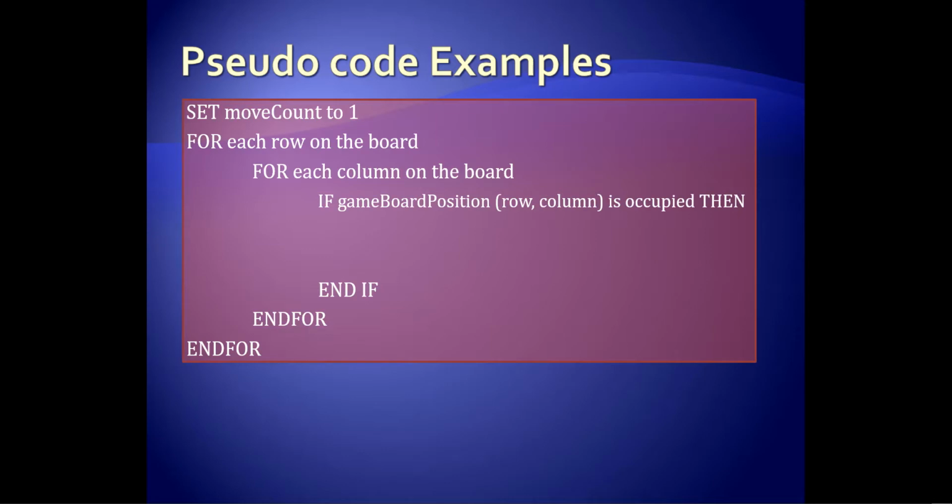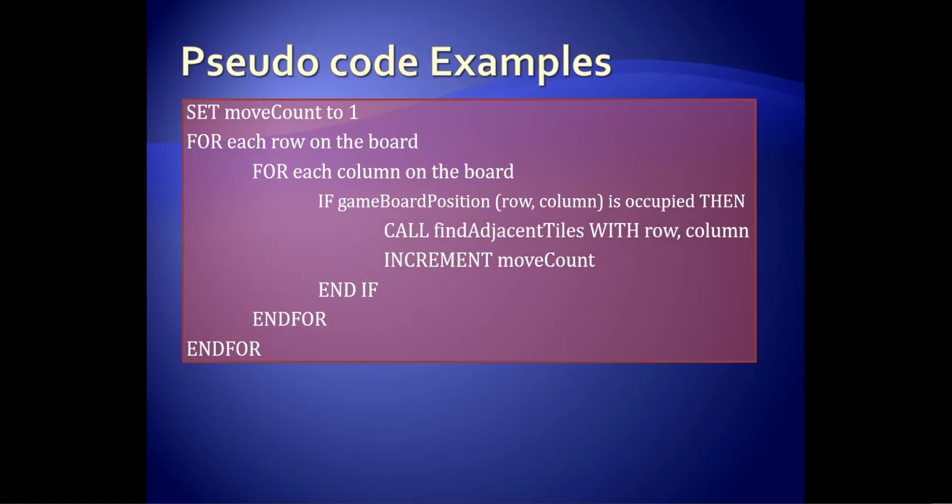If game board position at row column is occupied, what does that mean? What we're saying is, is there a piece on the game board at this row and column? So this is probably an array of some kind that takes a row and column, and we're checking to see whether there's a value there or not, meaning is there a piece at that position? If there is, then let's call this subprogram called find adjacent tiles. Adjacent means touching with row column. So we're passing in the row and column that we're checking, and we're finding all the adjacent tiles.